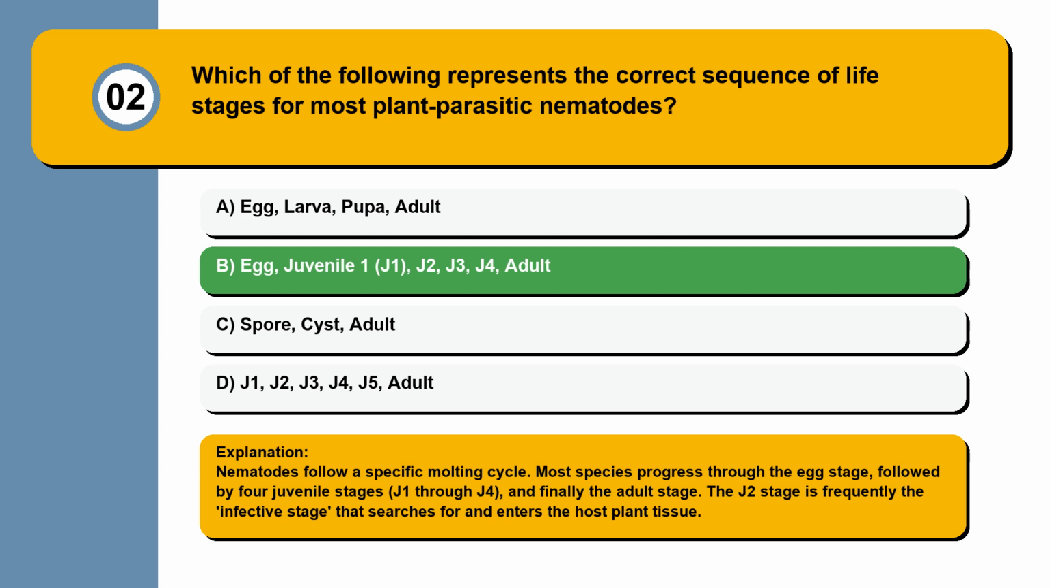Nematodes follow a specific molting cycle. Most species progress through the egg stage, followed by 4 juvenile stages, J1 through J4, and finally the adult stage. The J2 stage is frequently the infective stage that searches for and enters the host plant tissue.